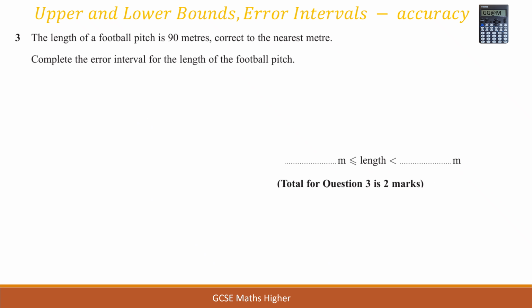Our third bounds question: for keywords, we've got 90 metres correct to the nearest metre, and again you've got to work out the error interval for the length of the football pitch. Again, you're writing your answers in here. This is worth 2 marks in the exam. Press pause, have a go at working out the answer, then press play when you're ready to hear the answer.